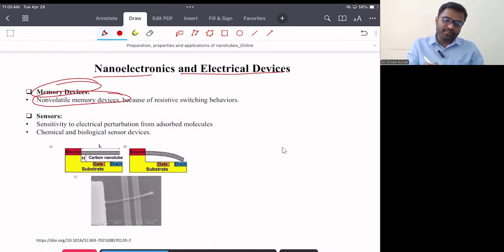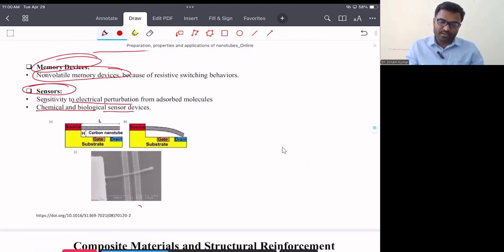And further, we can develop sensors based on the carbon nanotubes, because they have high sensitivity to electrical perturbation. So these will be highly sensitive materials for sensing applications, and we can also develop chemical and biological sensor devices. And if you are more interested in how to develop memory devices, you should go to that reference and read in more detail about the memory devices.